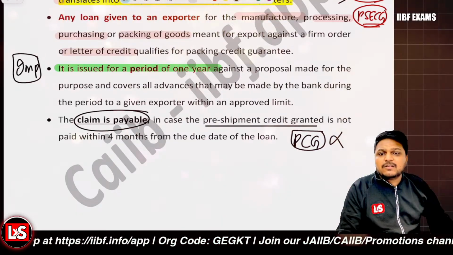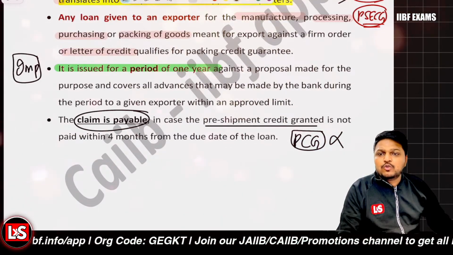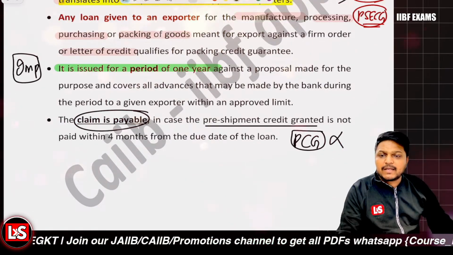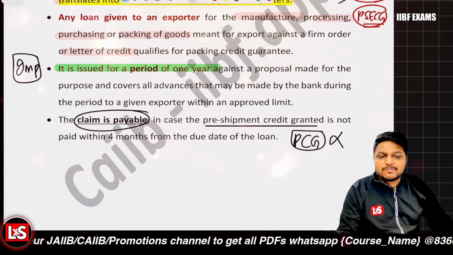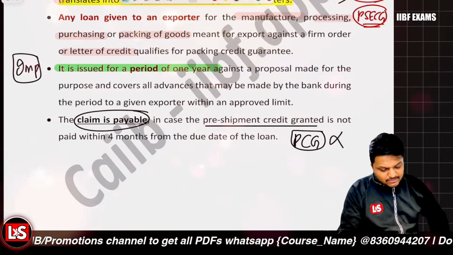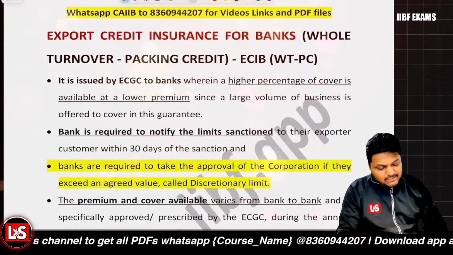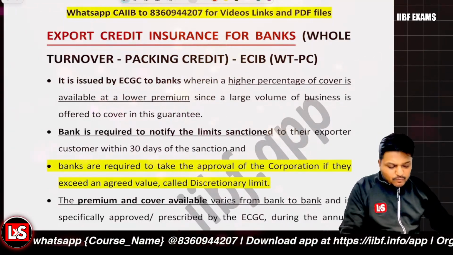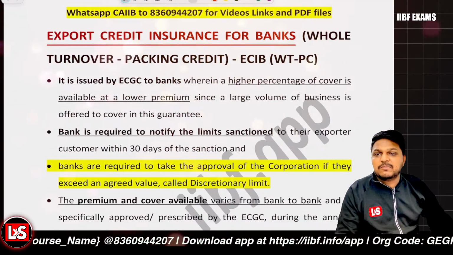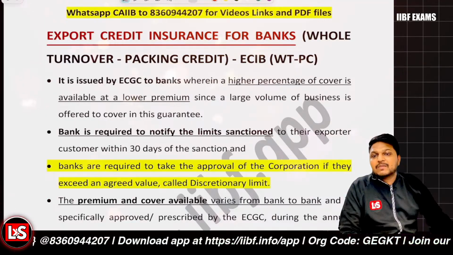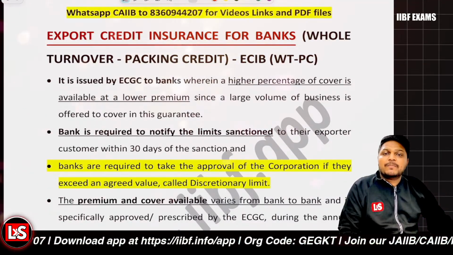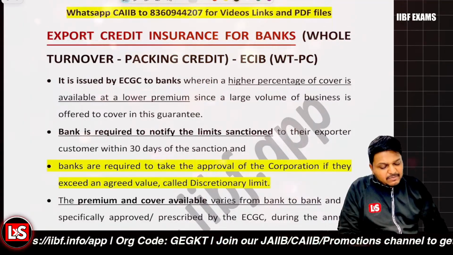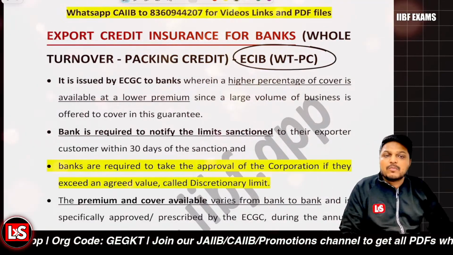The next topic we are going to cover under this chapter is very important, and it's about export credit insurance for the banks. Export credit insurance for the banks, we say, is wholesale turnover packing credit, or ECIB, WTPC. This is the most common name for it.